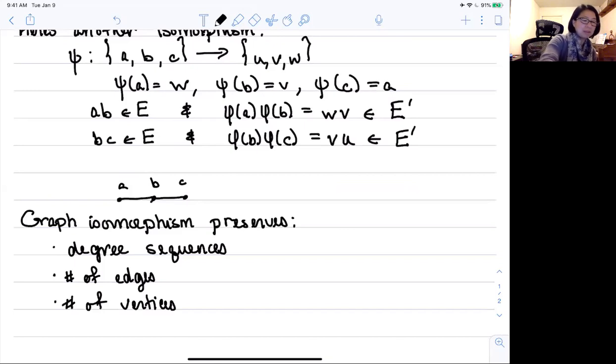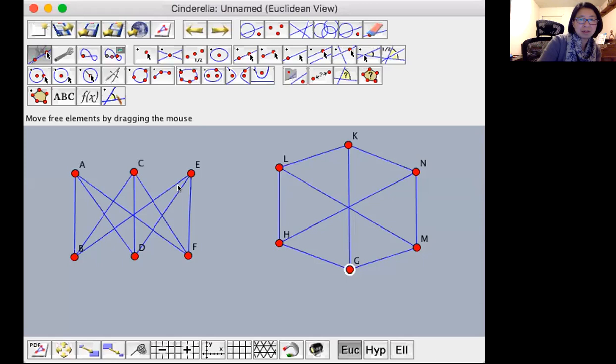Okay, so let's end by going back to this example that we started with, and ask, are these two graphs isomorphic? Certainly they have the same number of vertices, the same number of edges, and the same degree sequences, so 3, 3, 3, 3, 3, 3, 3. But are they really the same? Is there a way of relabeling, say, this graph, or redrawing it so it looks like the other one?